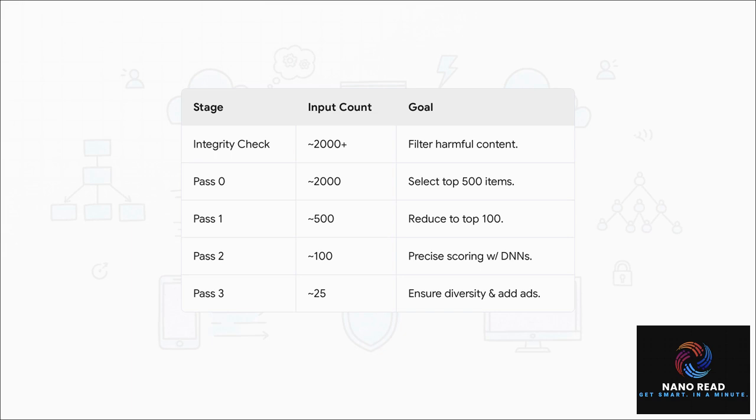It starts by quickly filtering out anything bad, then uses simple models to get from 2,000 down to 500, then better models to get to 100, and only then, at the very bottom, does it use these huge, deep neural networks on the last handful of items to pick the perfect order.